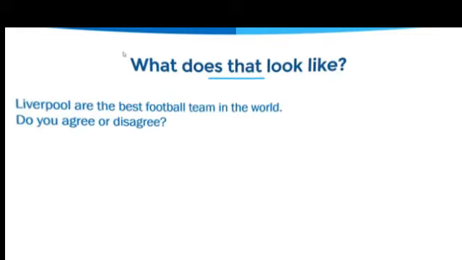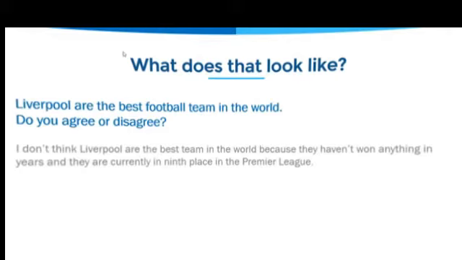So, Liverpool are the best football team in the world. Do you agree or disagree? You will not be asked a question like this, alright? What I'm doing with this question is using a very simple example to help demonstrate these points. So, my introduction: I don't think Liverpool are the best team in the world because they haven't won anything in years and they are currently in 9th place in the Premier League.